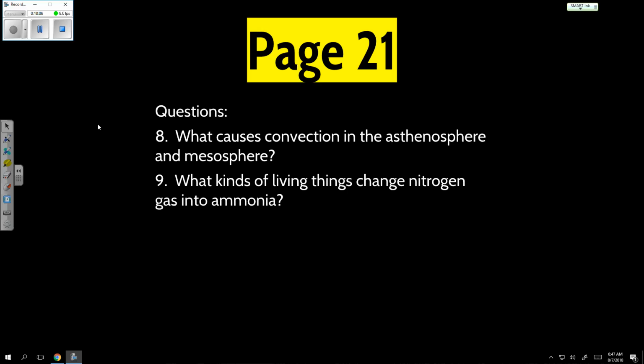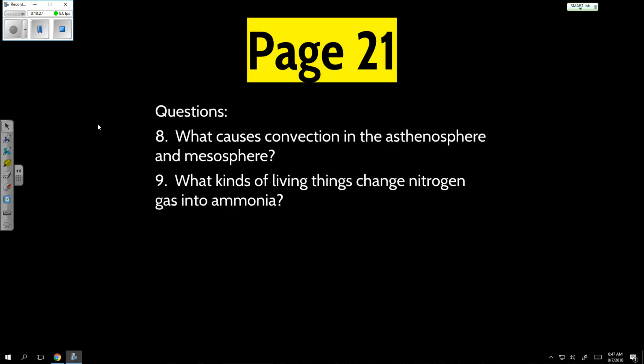The rock moves in circular patterns like water in a pan on a stove. This type of motion is called convection. Convection transfers heat from within the Earth to the Earth's surface. The heat affects many processes on Earth, such as volcanic eruptions.